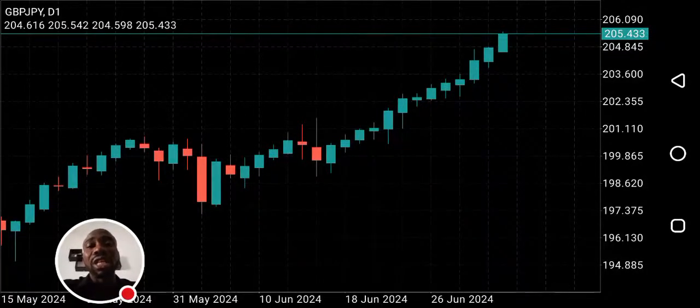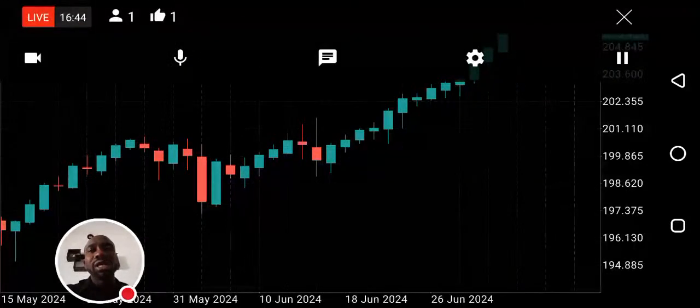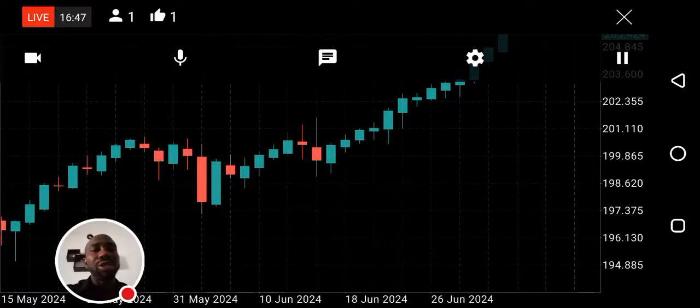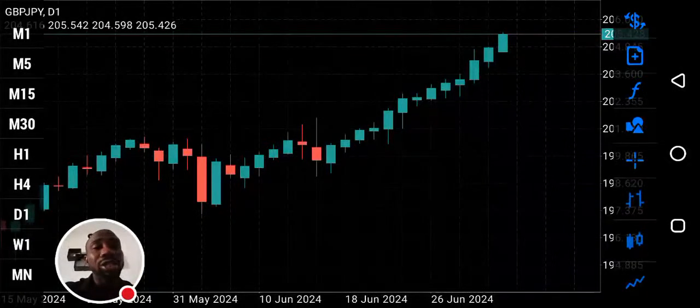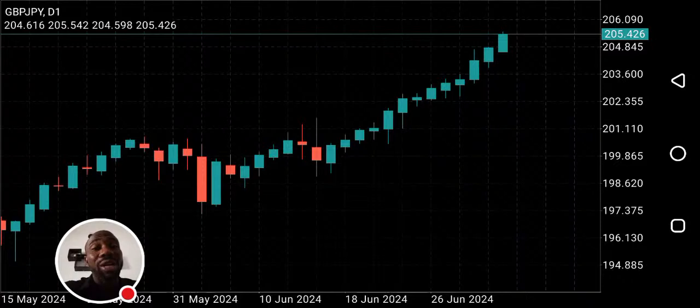So I would advise that you wait for a pullback to occur before you take a trade on GJ. Long term, GJ is bullish. But I would not advise that you buy GJ at the current market price. You should wait for a pullback before you buy. I can't buy GJ at the current market price because it's at a premium. As far as I'm concerned, GJ is overbought at the moment.